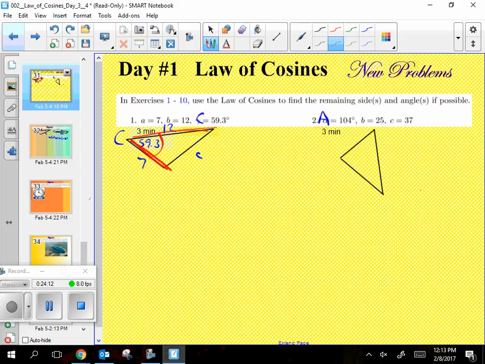All right, for the next one, this is important. They gave you an alpha, which is like a big A, and they said big A was 104 degrees. What's wrong with that? We don't have a formula that has big A in it. Get what I'm saying? Our formula has A squared plus B squared minus 2AB what? Cosine of what? C. So we need angle C.